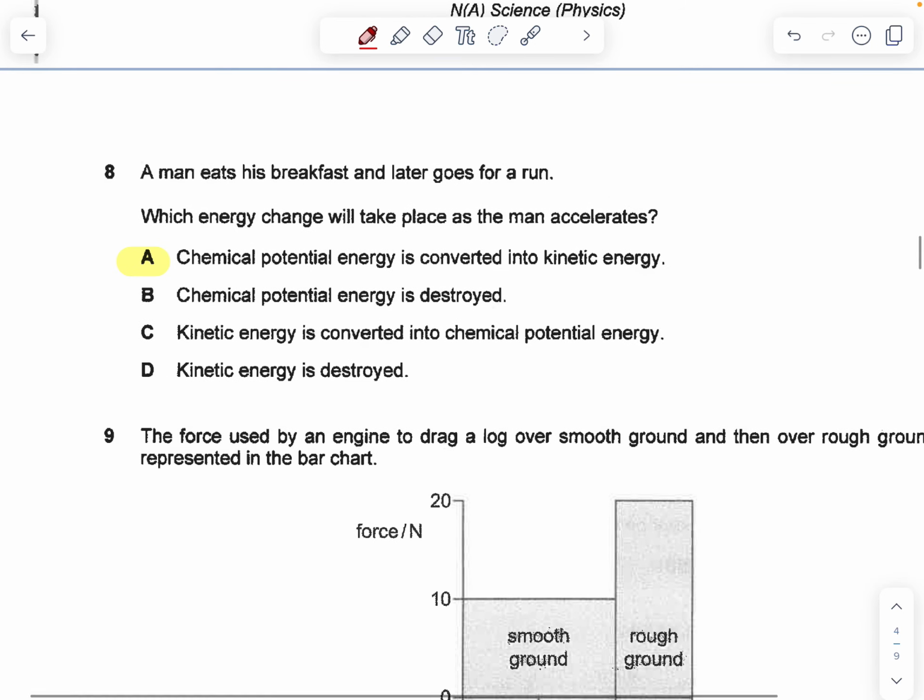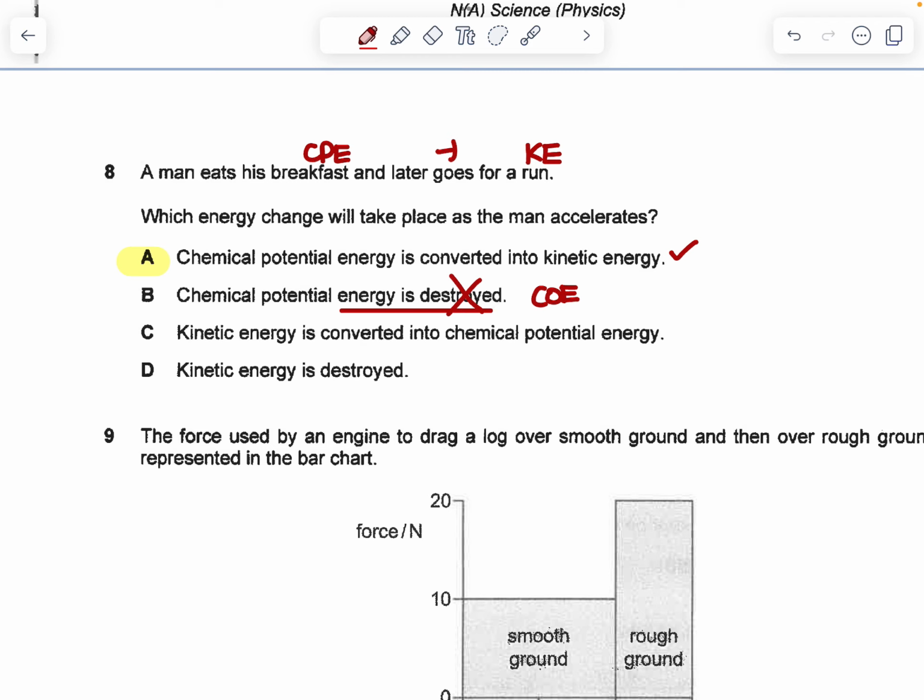Question 8. A man eats his breakfast, so CPE, chemical potential energy, and later goes for a run. Run, motion, kinetic energy. Which energy change takes place as the man accelerates? So A, CPE converted to KE. Chemical potential energy is destroyed? No. Conservation of energy states that energy cannot be created or destroyed. So C and D are definitely wrong due to the conservation of energy.